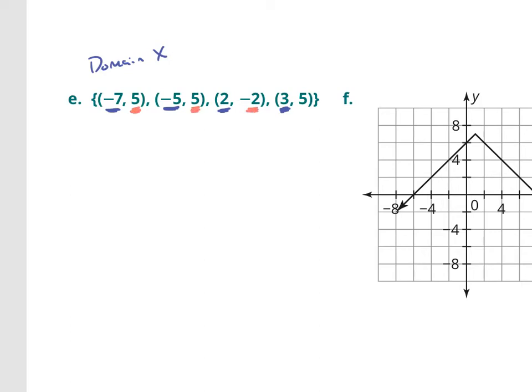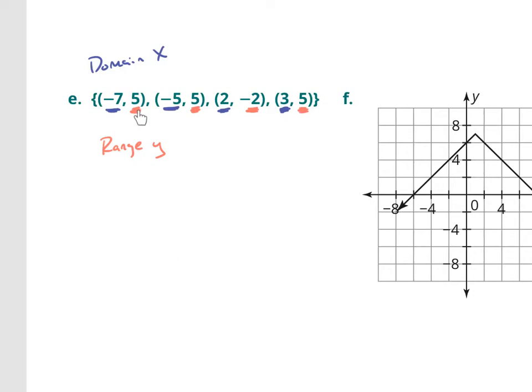So 5, 5, -2, and 5. That is your range or your y values. So again, every guy can only go on a date with one girl. So let's double check this. -7. I don't see any other -7, so that guy only went on one date. Her name was 5. -5. There are no other -5s, so he only went on one date with that same girl, 5. 2. There's no other 2s, so he only went on one date with -2. 3. There's no more 3s, so that guy only went on one date with 5.